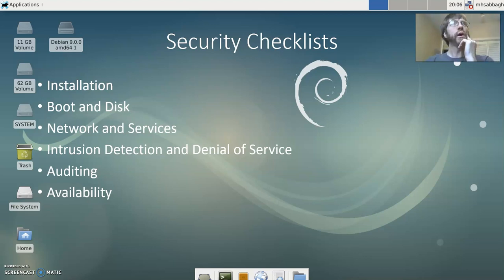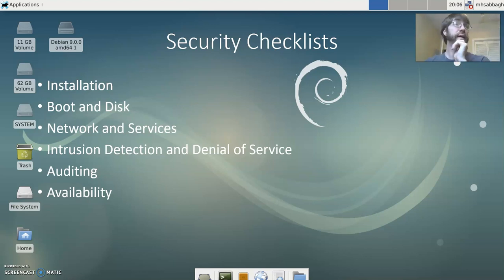Network and services. Where does it need to be on the network? What services does it need to provide? What implications does it have for its security configuration? What do you need to do to the firewall, etc.?